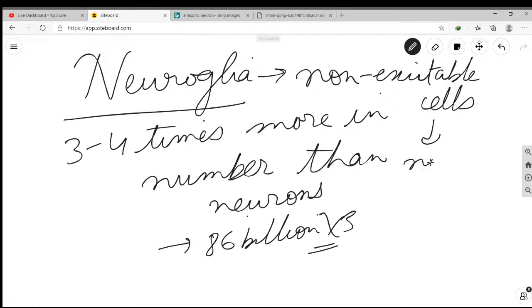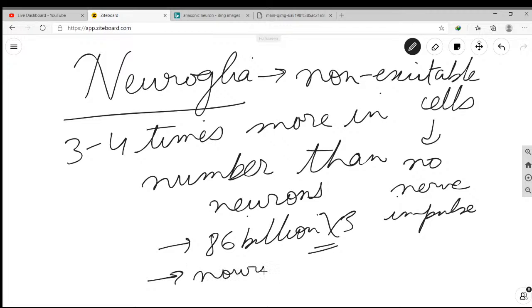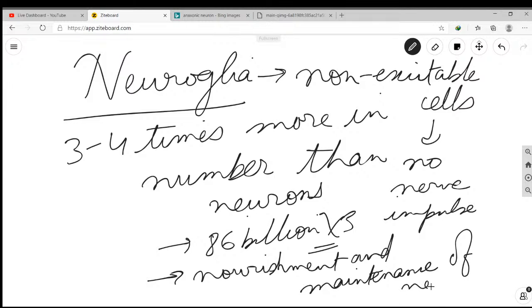Okay, no nerve impulse. They cannot conduct nerve impulse. Now, what is their use? Their use comes in the nourishment and maintenance of neurons. In simple terms, that is where you can say the type of neuroglia and all the neuroglia, concomitantly, they perpetuate a common function, that is nourishment and maintenance of neurons.